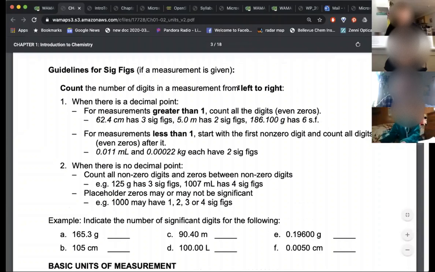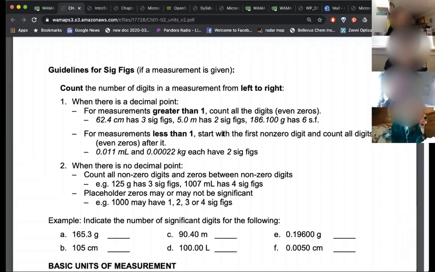We're always going to read from the left to the right. And if a measurement is greater than 1, we're just going to read those digits and count them all, if it has a decimal point. So this one has 3 significant figures. In this case, there is a decimal point, and the 0, we don't need that 0 there to show us how big it is. It's only written there because it was measured.